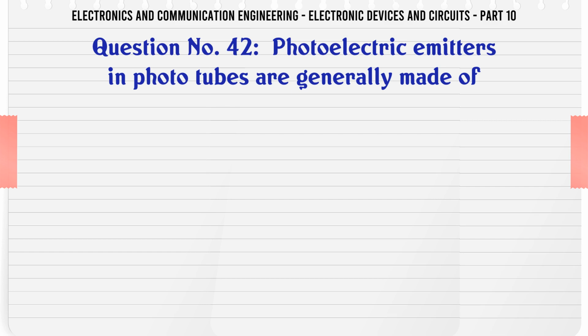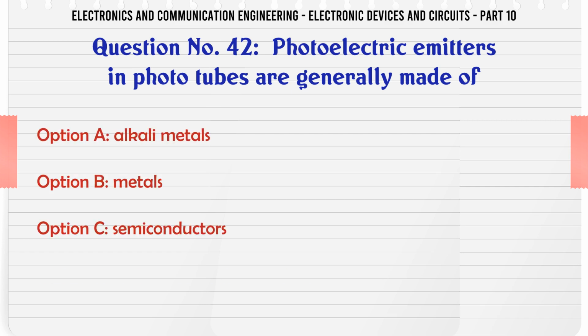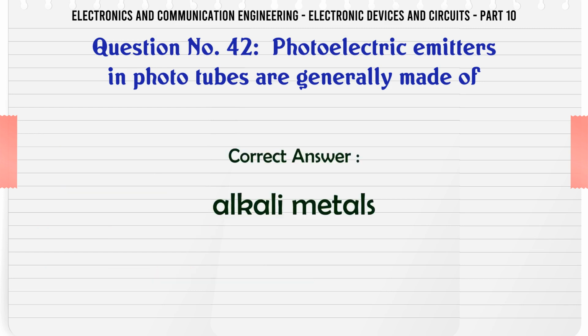Photoelectric emitters in phototubes are generally made of A. alkali metals. B. Metals. C. Semiconductors. D. Metal and semiconductors. The correct answer is alkali metals.